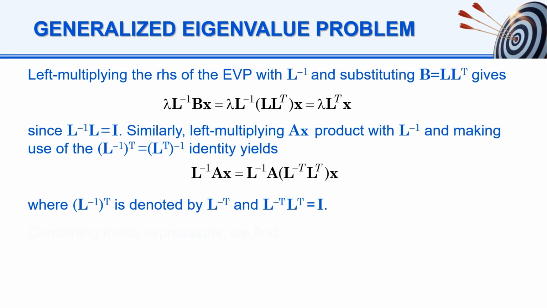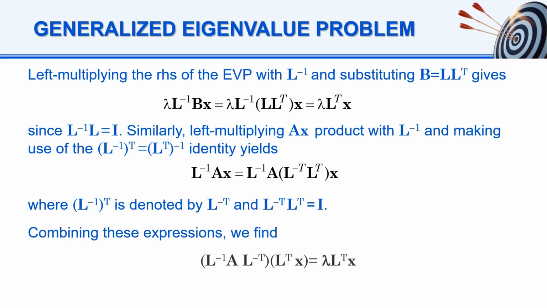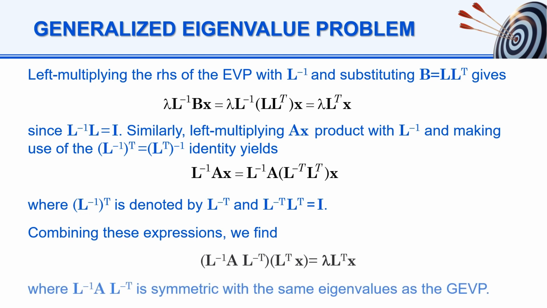Combining these expressions, we find where the triple matrix product inverse L, A, transpose of inverse L, is symmetric with the same eigenvalues as the generalized eigenvalue problem.